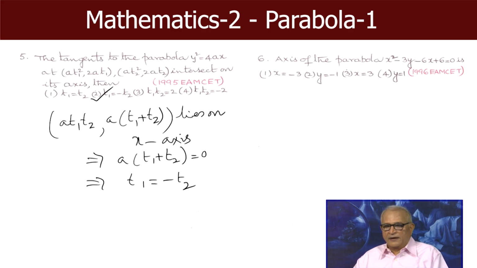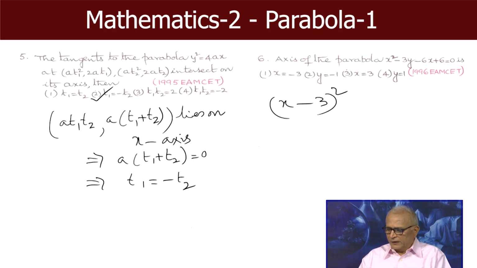Axis of the parabola, x square minus 3y minus 6x plus 6 equal to 0. Once again, let us reduce this equation to the one of the standard forms. X square minus 6x, x minus 3 whole square is equal to 3 into y plus 1.